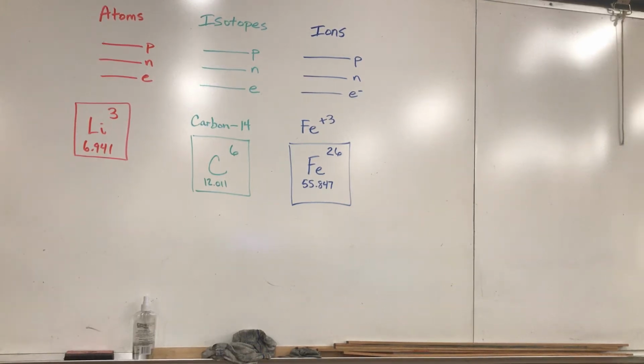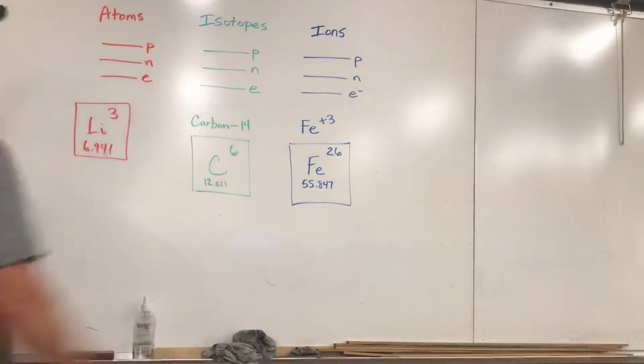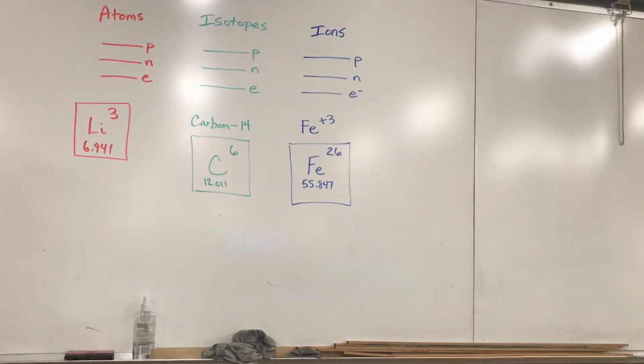Okay, in this video we're going to differentiate between three things: atoms, isotopes, and ions. And these are really easy to get confused. It's very easy to mix up which one's which, so let's go through the particles that make these up. We've got protons, neutrons, and electrons. And we've already talked about some of the basics here, but we need to learn how to interpret off the periodic table. So let's start with a simple atom.